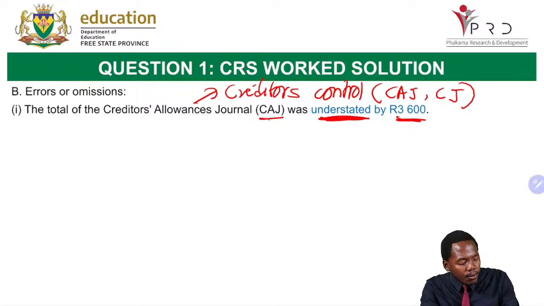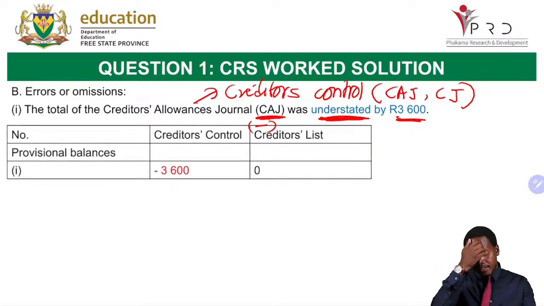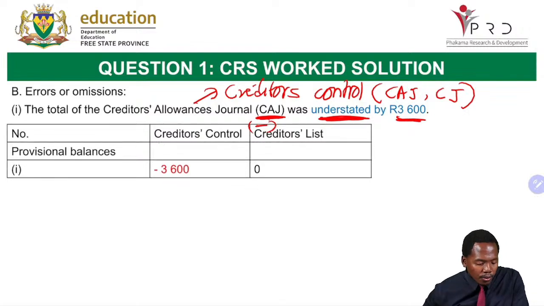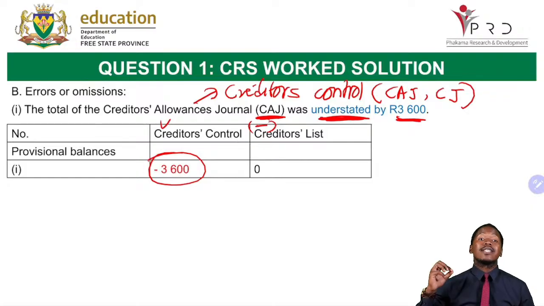And then what do we do with the CAJ? Remember, we subtract this. Let's see how this is supposed to be done. We subtracted less, so we need to do what? Go to the creditors control, subtract an extra 3,600. Why am I subtracting? Because the nature of the CAJ is that we subtract.